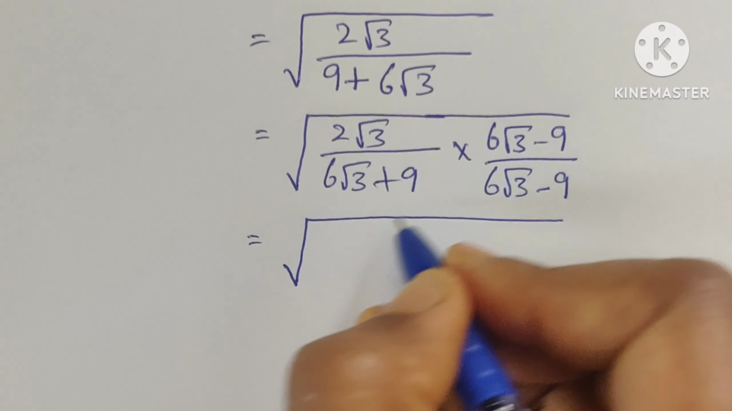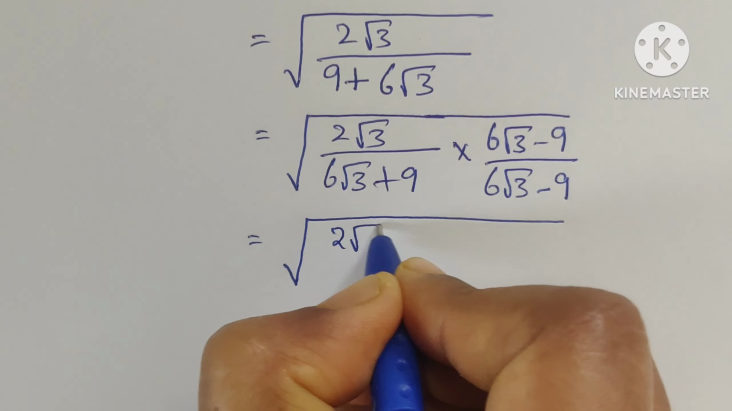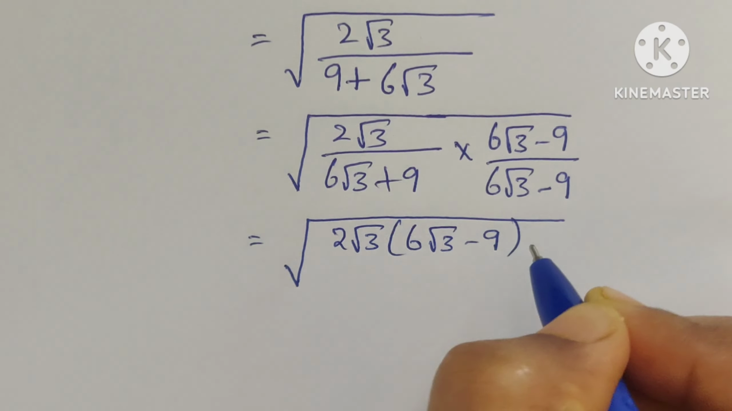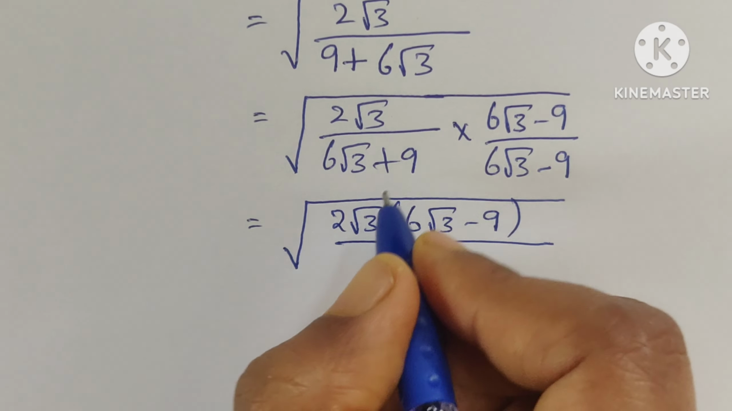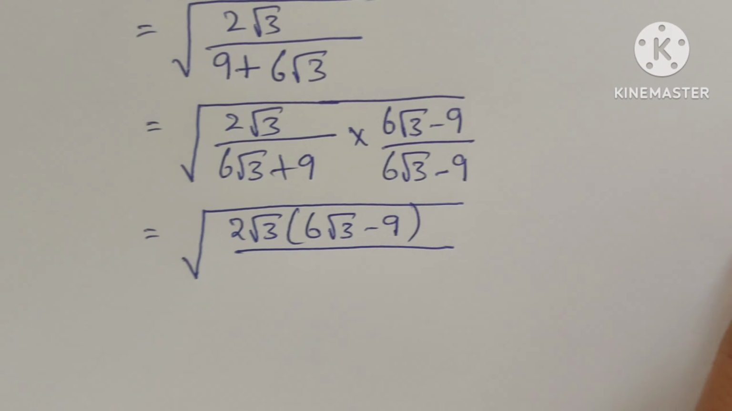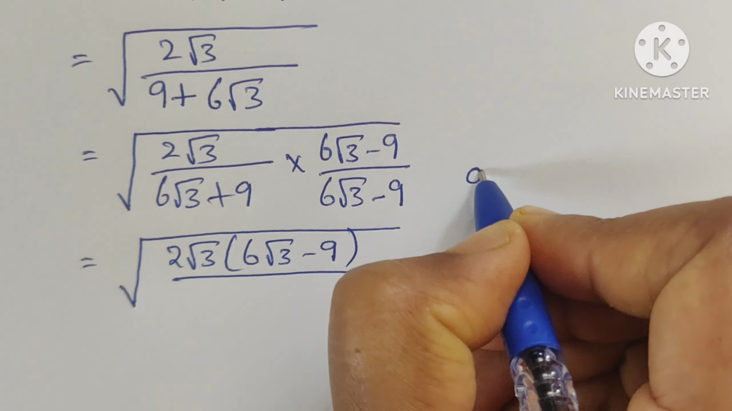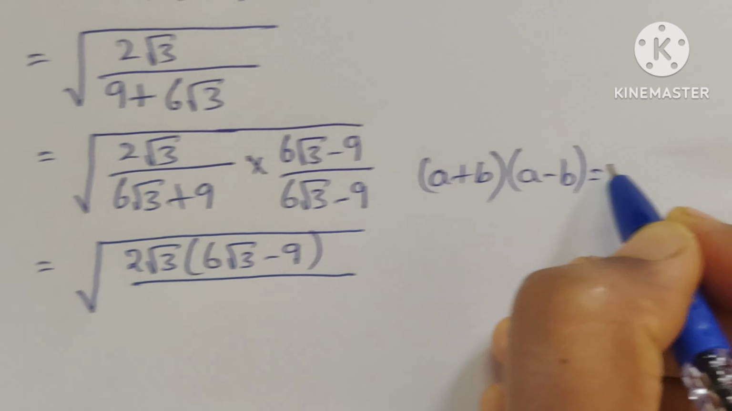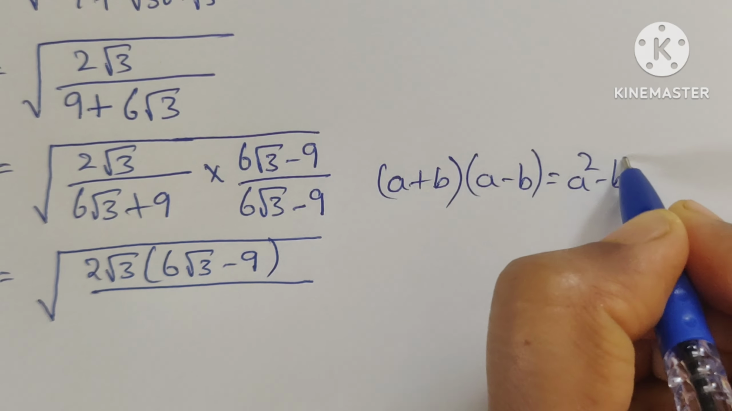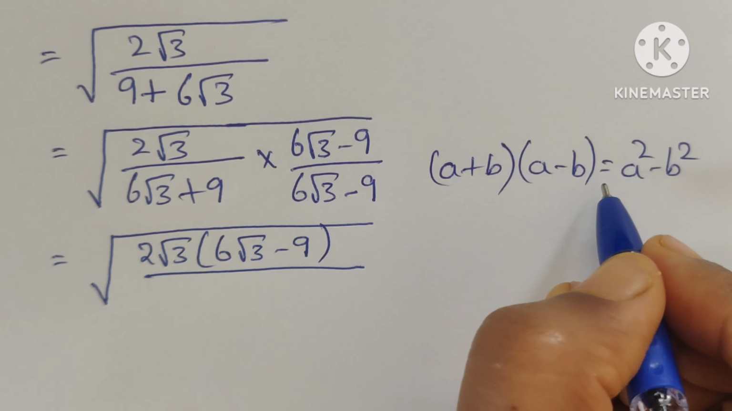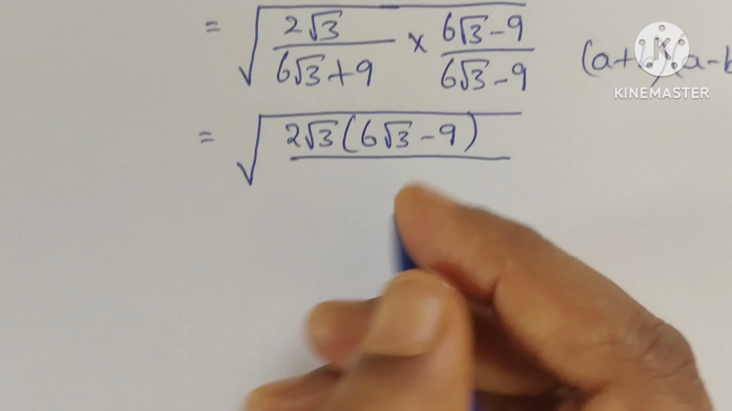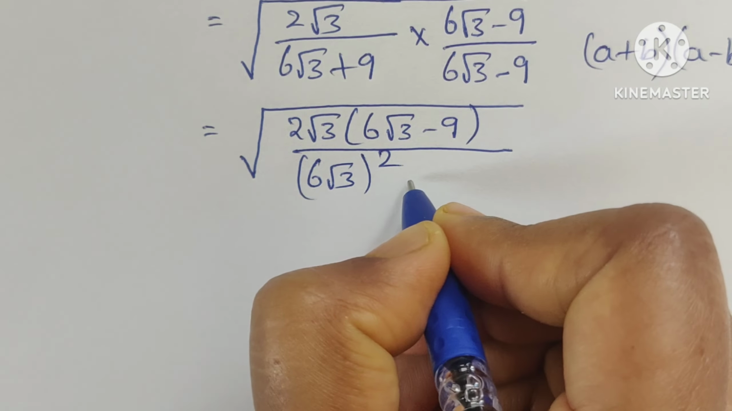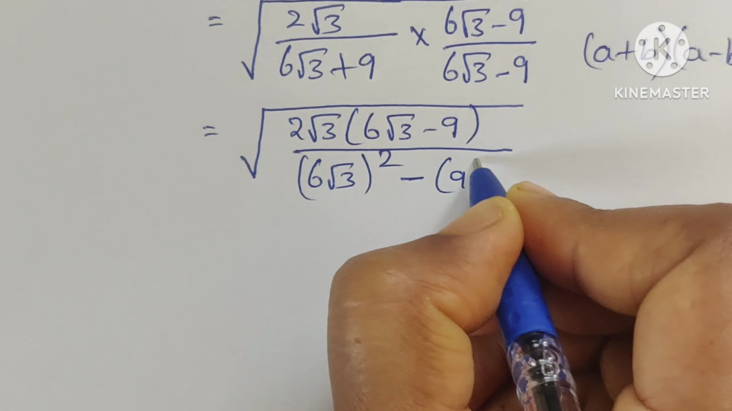So now multiply these two terms, then we will get 2 square root of 3 times 6 square root of 3 minus 9 divided by, so here we know this formula, a plus b times a minus b equals a square minus b square. So use this formula, here we can write a square minus b square.